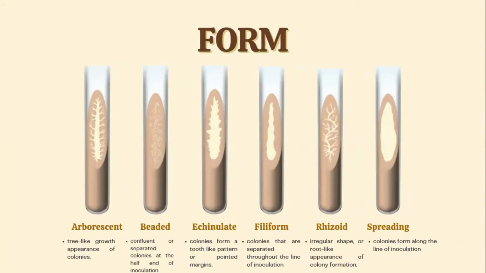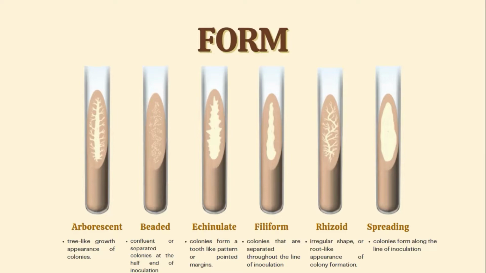Next, we have the form. We have 6 kinds of form, or 6 types. For the first one, we have the arborescent. It is a tree-like growth appearance of colonies. Then it can be beaded, wherein there are confluent or separated colonies along the line of inoculation. It can be echinulate, wherein the colonies form a tooth-like pattern or pointed margins.